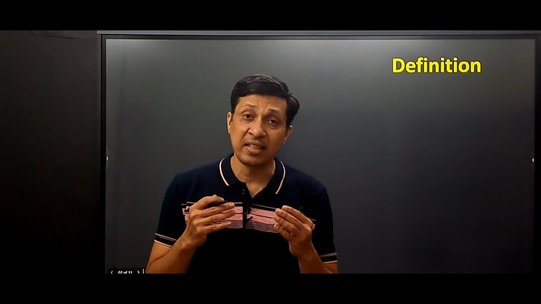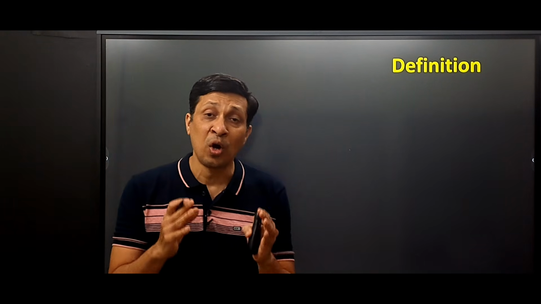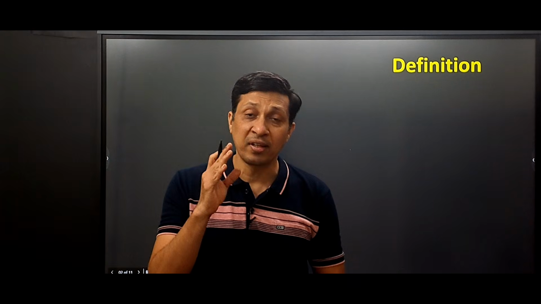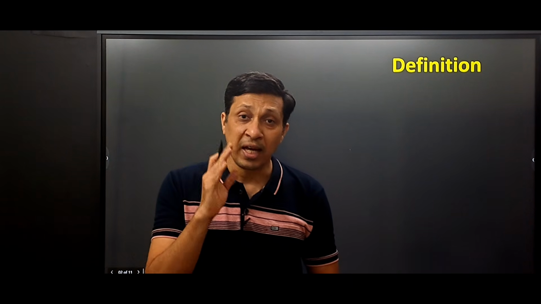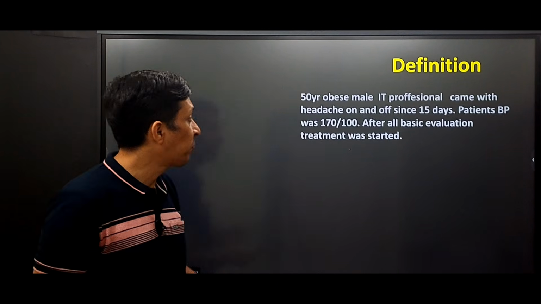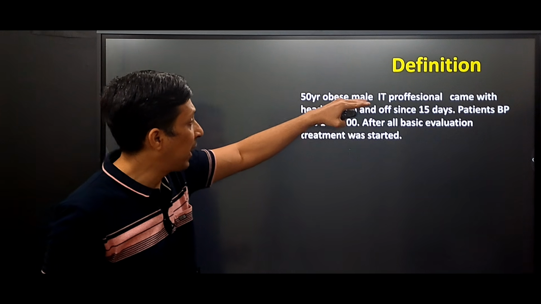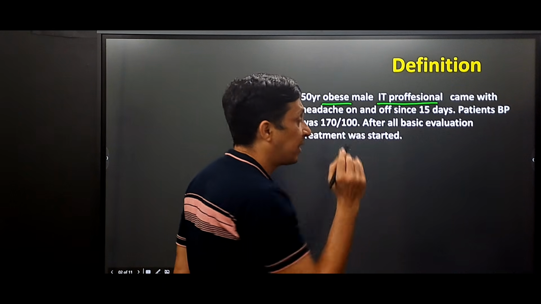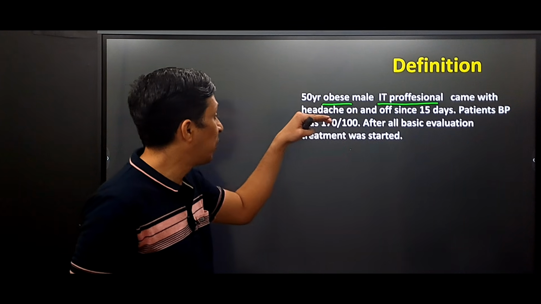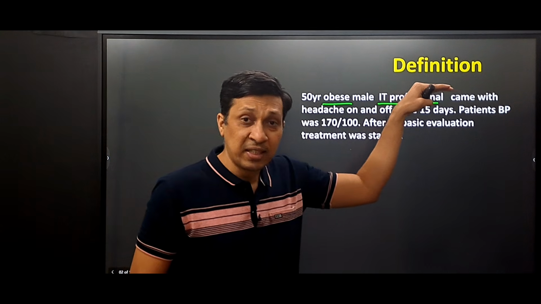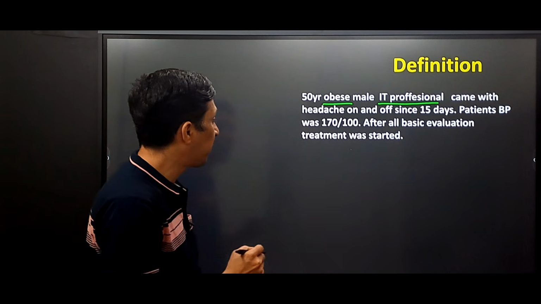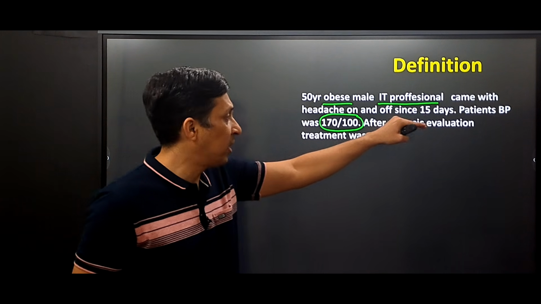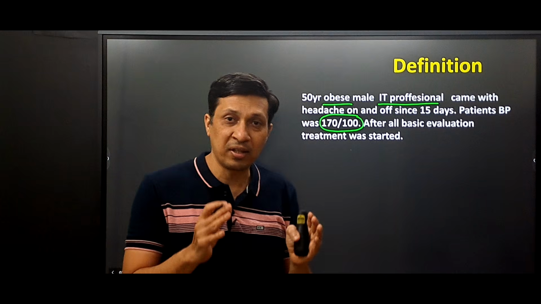To diagnose resistant hypertension, first we should know what exactly is resistant hypertension. So now we will see what is the definition of resistant hypertension with the help of a clinical case. A 50-year-old obese male IT professional, obese IT professional means a sedentary habit, comes to you with history of headache on and off since 15 days. You take the patient's blood pressure and it was 170 by 100. Then after all the basic evaluation, you start with the treatment.